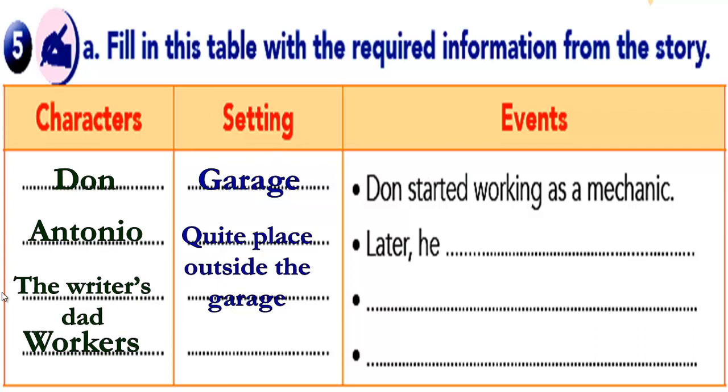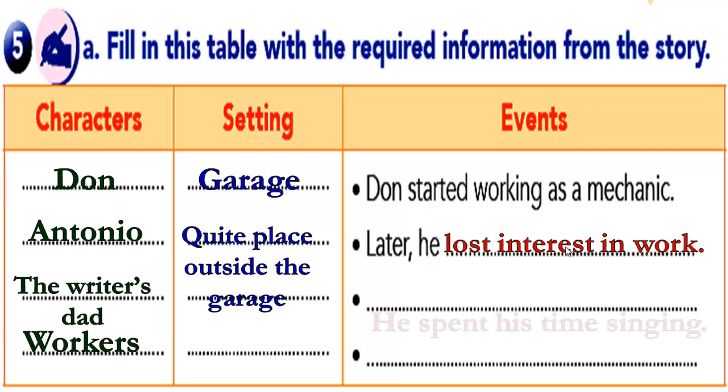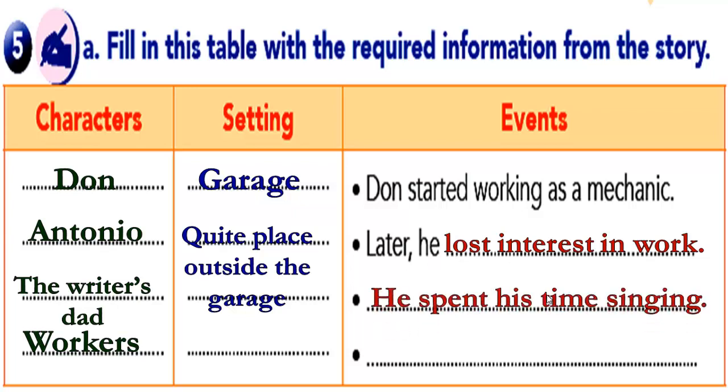Events: Don started working as a mechanic. Later, he lost interest in his work. What else? He spent his time singing. He lost his job.